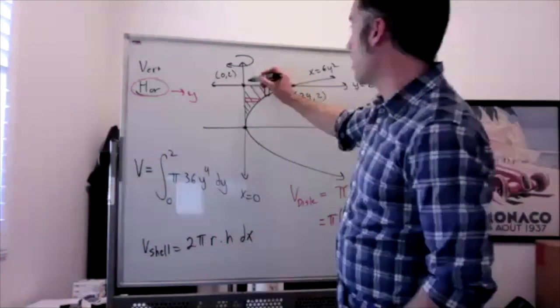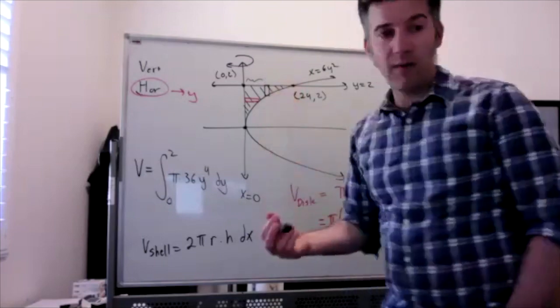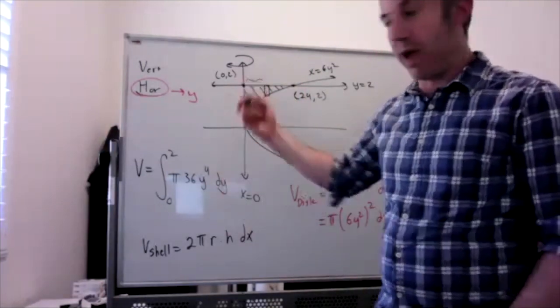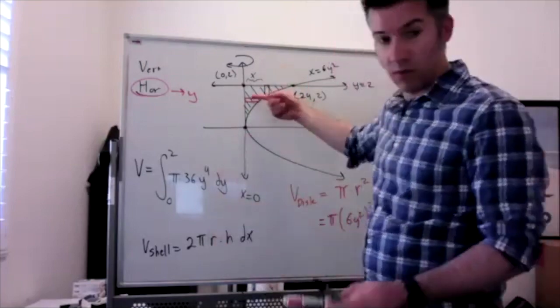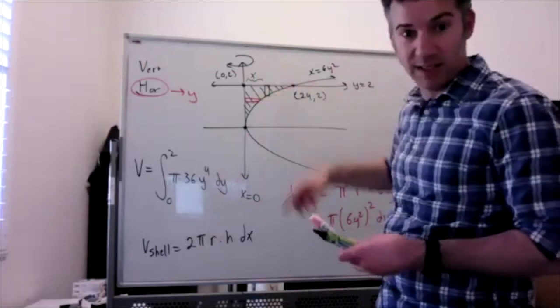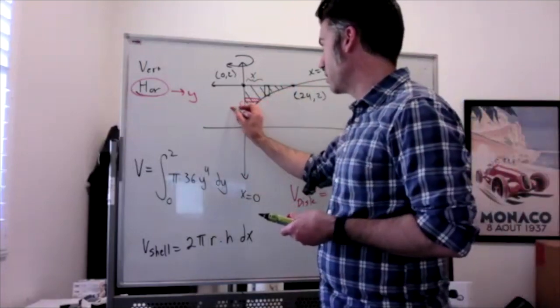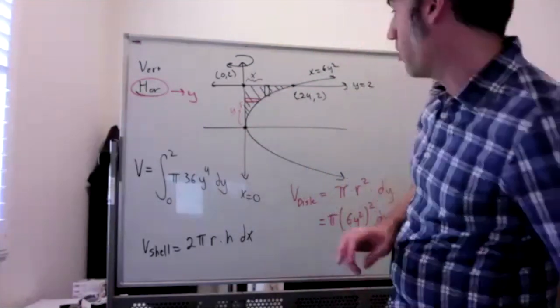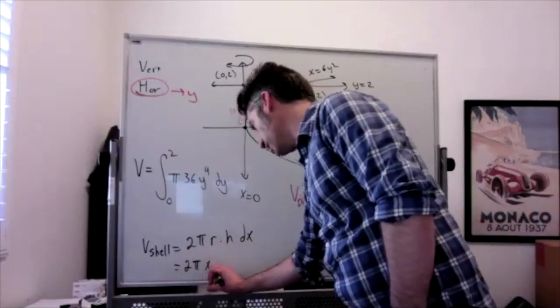The radius of our shell, so I always like to think of my vertical strip as being x away from the y-axis. Just like if I was doing this around the x-axis, in fact, I might do that anyway, I would think of this being y away from the x-axis. So my radius here is x.